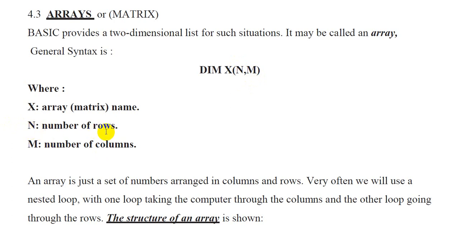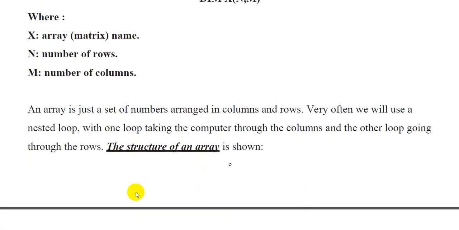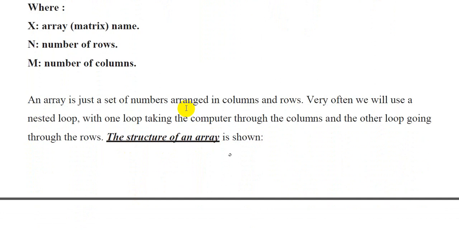The n is the number of rows, as well as the m is the amount of columns. X is the array, the matrix name, or the matrix title. An array is just a set of numbers, arranged in the form of columns and rows. Very often, we will use a nested loop, with one loop taking the computer through the columns, as well as another loop going through the rows.